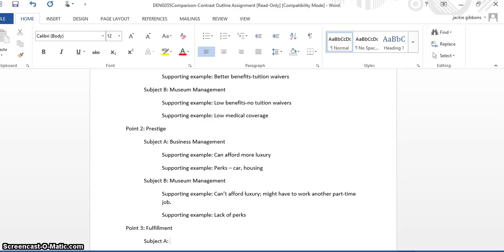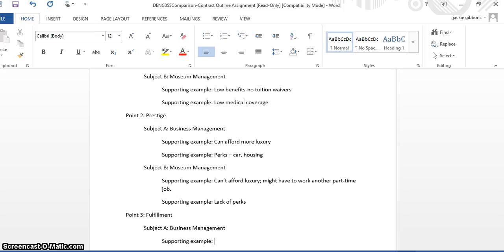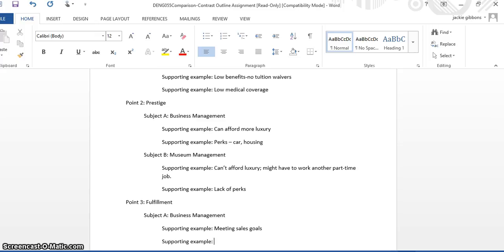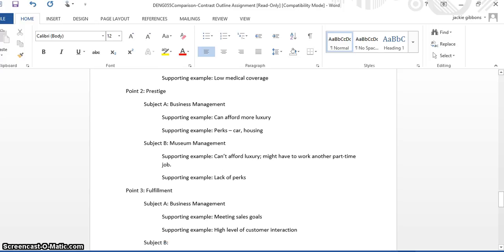And if you look, subject A again is business management. If you go down, we had for that one meeting sales goals. So meeting the goals of the business is perhaps a strength that you have, and that you can say is something you feel comfortable that you'd be able to do. And then a high level of customer interaction. So those were the business management ones. Then museum management.